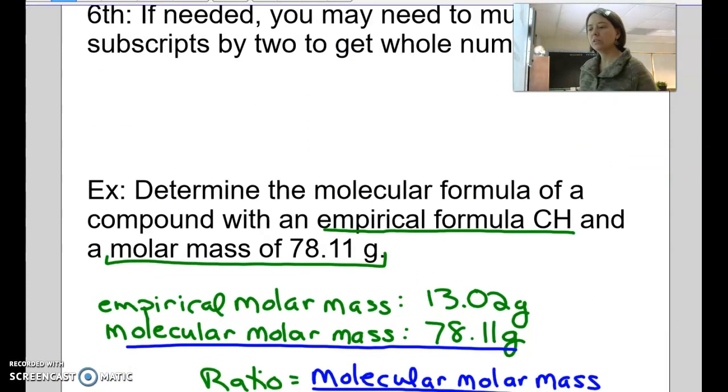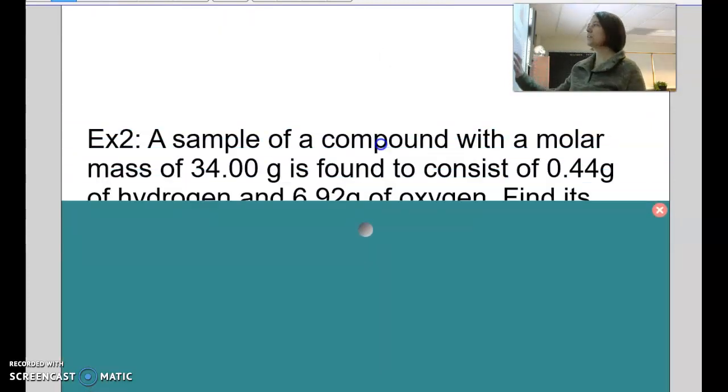All right, let's double check we did all of the problem. Determine the molecular formula of a compound with an empirical formula CH and a molar mass of 78.11. We answered the question and we double checked it. Good job. Okay, we've got another example.